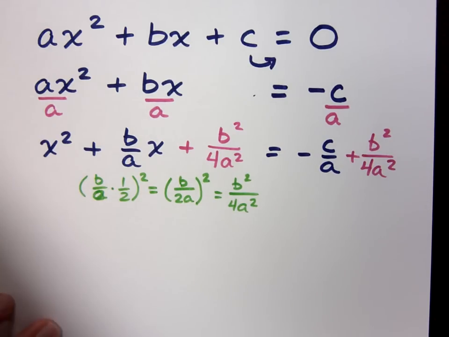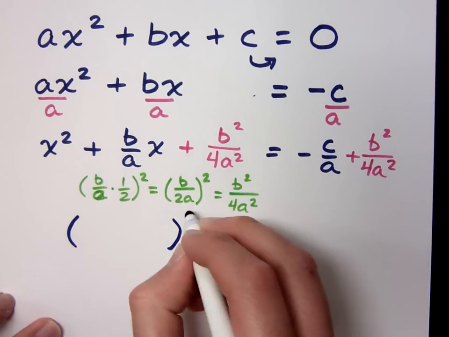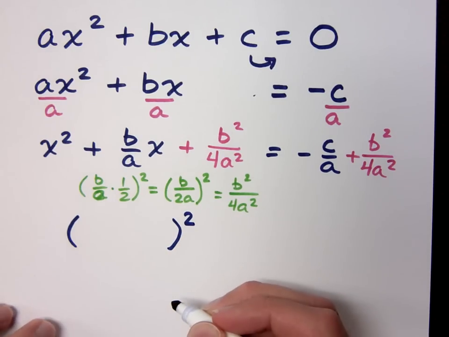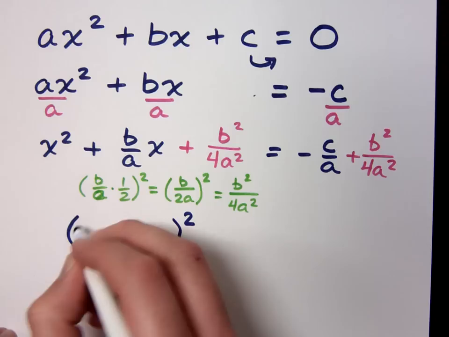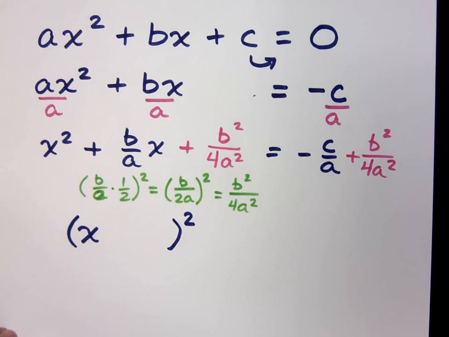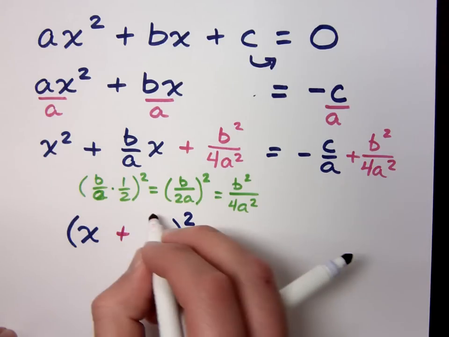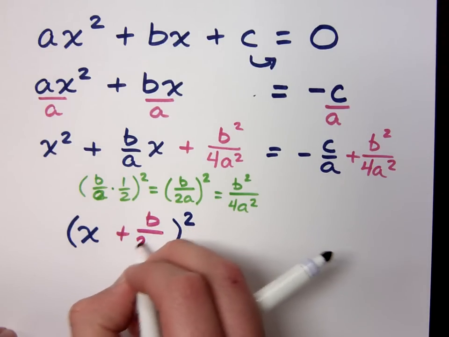Now keep in mind that the reason that we wanted to add that amount to the left side was so that we could create a square. And that square is going to be x, and it's going to be that b over 2a that we've seen before, the part that you have just before you square it. So we got x plus b over 2a.